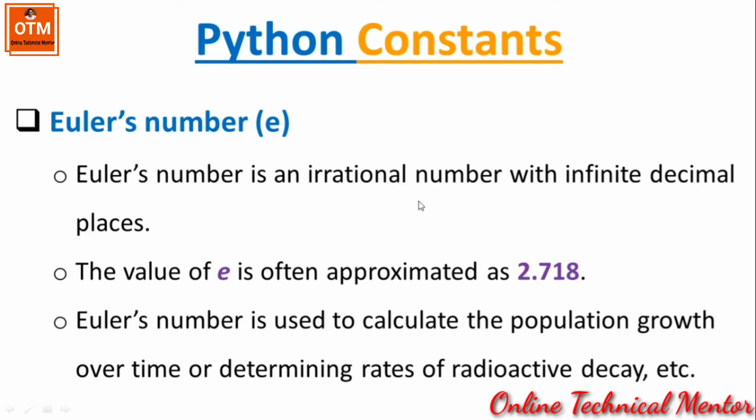Euler number is an irrational number with infinite decimal places. The value of e, that is the Euler number, is often approximated as 2.718. Euler's number is used to calculate population growth over time or determine rates of radioactive decay, etc. Euler number is a constant that is the base of the natural logarithm. If you have no idea about the mathematics, go and find a math video on YouTube, because I am not going to explain the mathematical portion in this video.